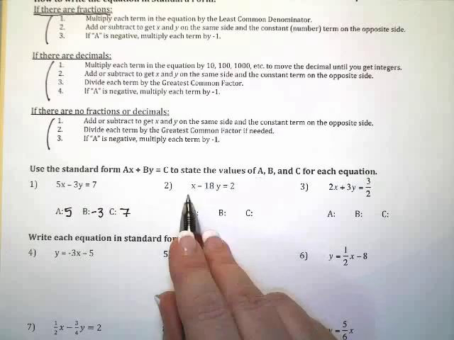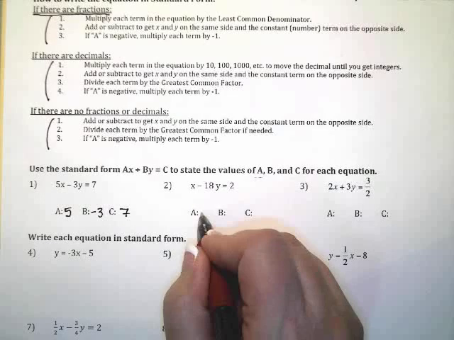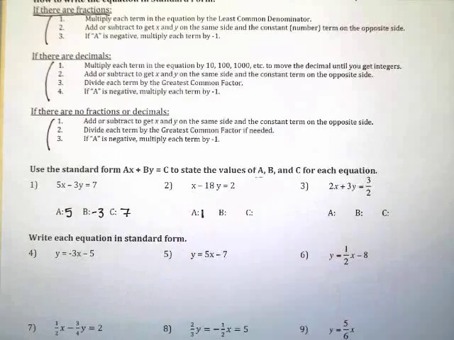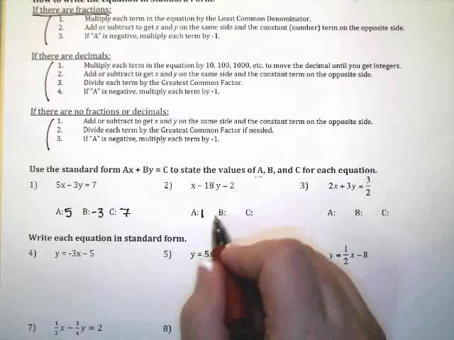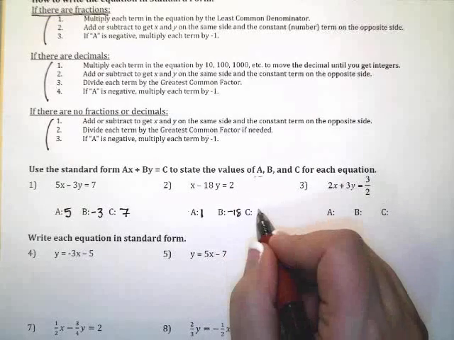So on number 2, this is in standard form. A would be the number in front of x, which is a 1. So don't put a 0 on that. B is the number in front of y, which is negative 18, and c is the constant, which is 2.